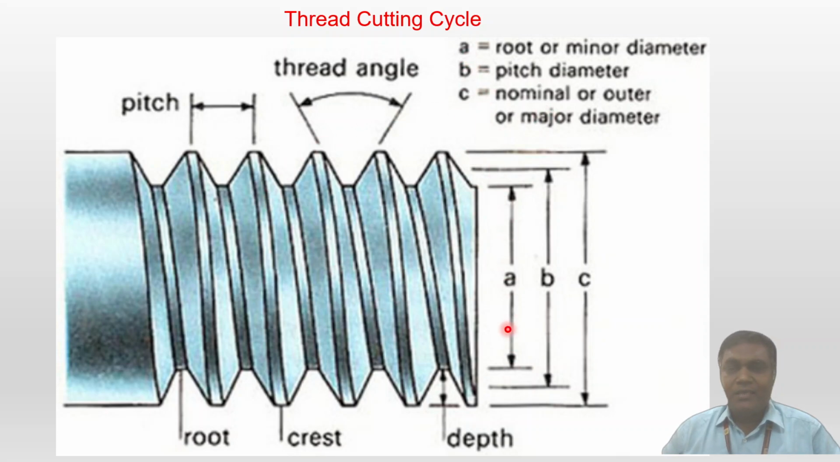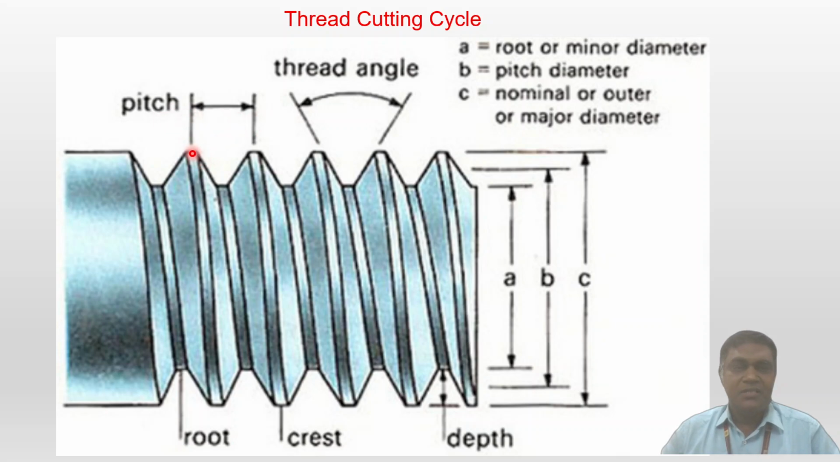So this A is the root or minor diameter, and B is the pitch diameter, and C is the nominal or outer or major diameter. And this shows the depth of the thread and this thread angle. So these are the parameters required while writing the program. Once you are familiar with these parameters, then it is easy to write a part program.